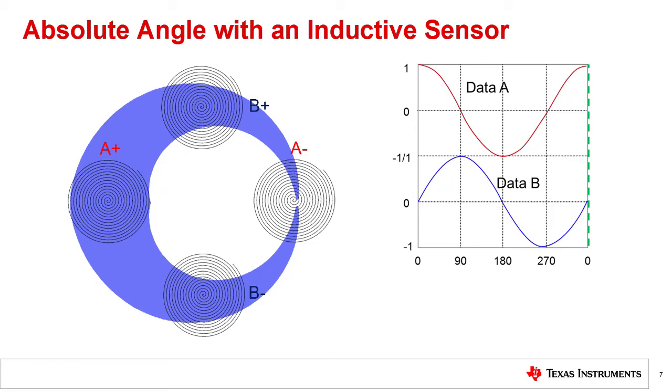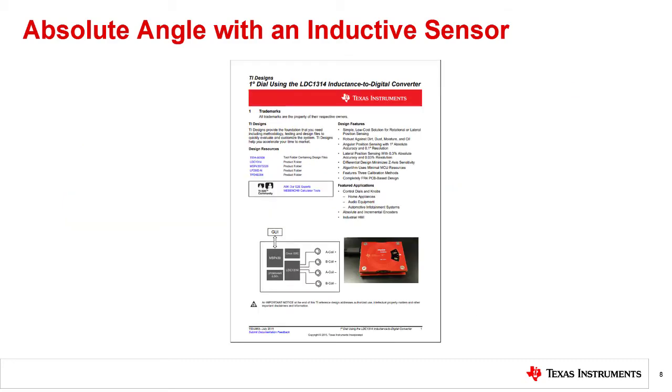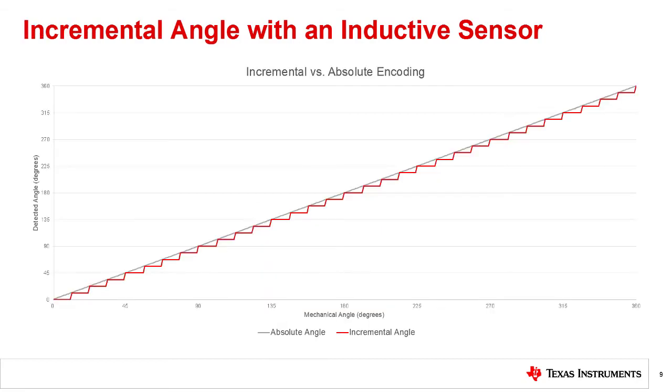When performing this calculation, additional calibration and processing may be needed to help account for assembly variation and mechanical errors. For more details implementing this solution, please review our TI design 1-degree dial using the LDC1314 inductance to digital converter. While some solutions require absolute angular accuracy, other applications might only require discrete incremental steps.